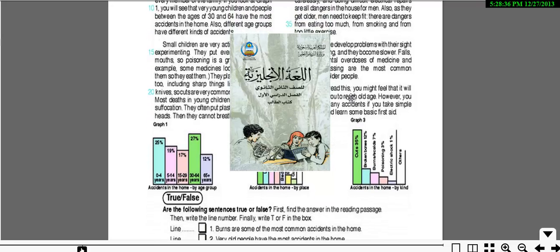Let's move on. Older people develop problems with their sight and their hearing, and they become slower. Falls, burns, accidental overdoses of medicine, and accidental gassing are the most common accidents for older people.